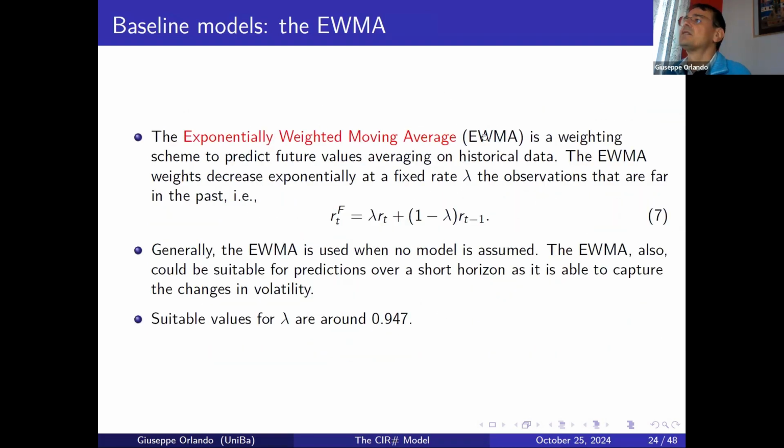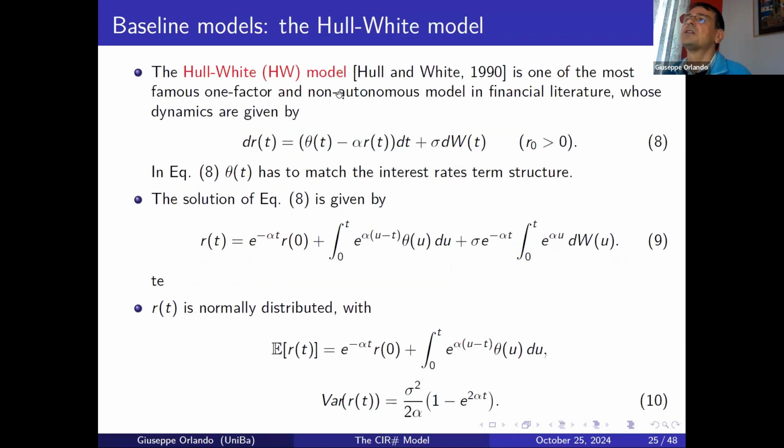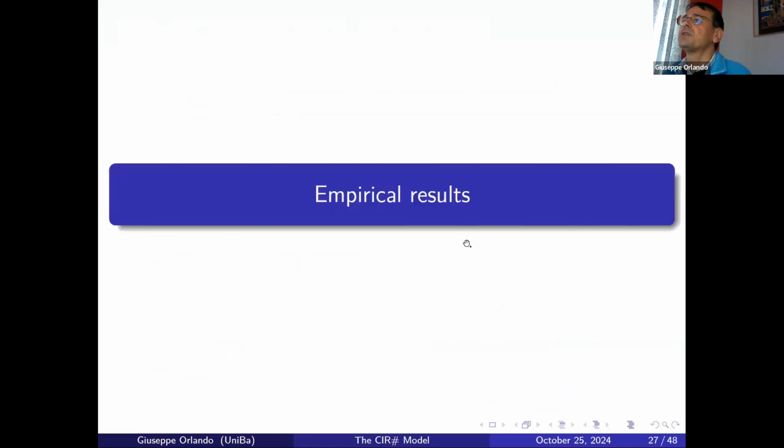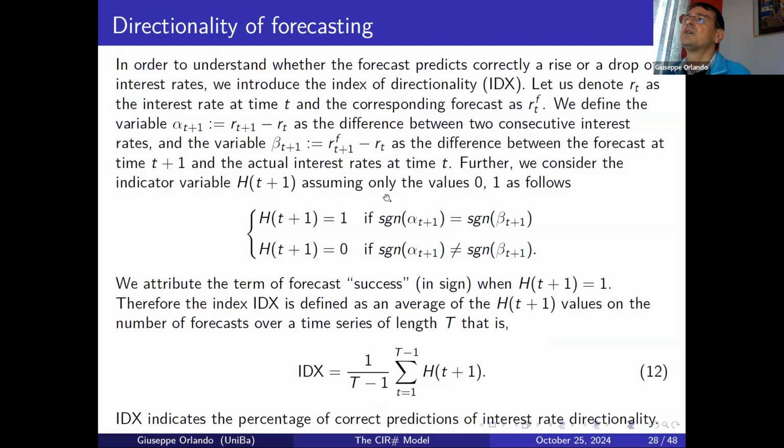And then this is another model that is well known, exponential weighted moving average, and then a white model. This is one in which we have an additional complication in the structure of the equation. And then let me show you the empirical results. But first, I would like to introduce the directionality of forecasting.